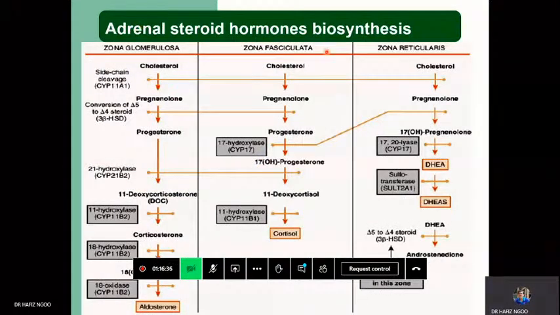The same thing, you look at the zona fasciculata, cholesterol is converted to pregnenolone, which diffuses to the mitochondria.